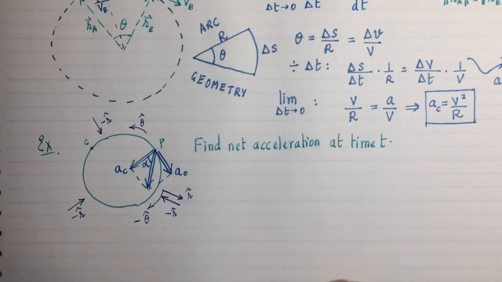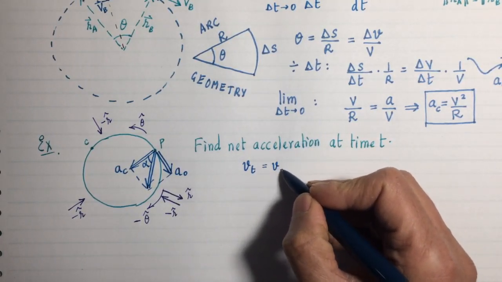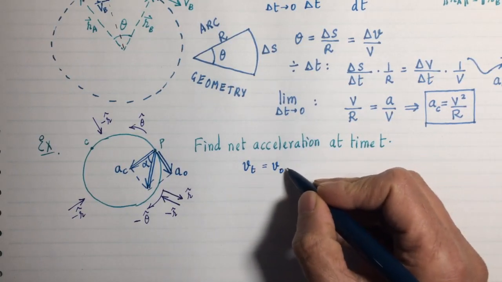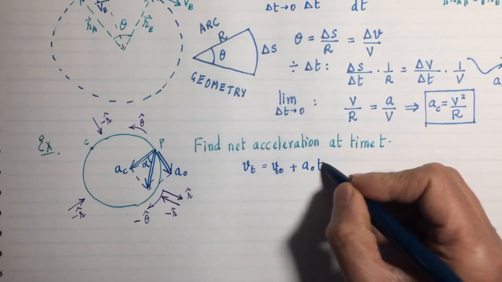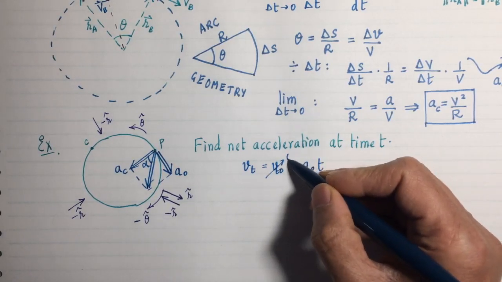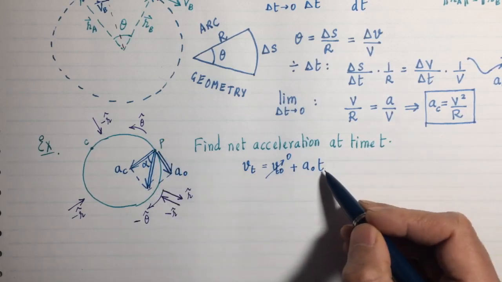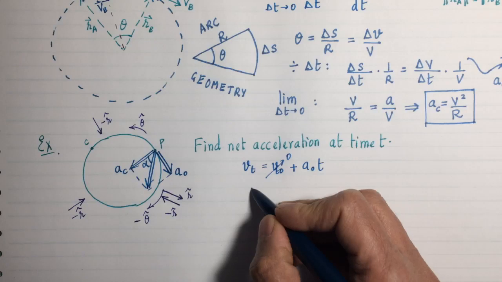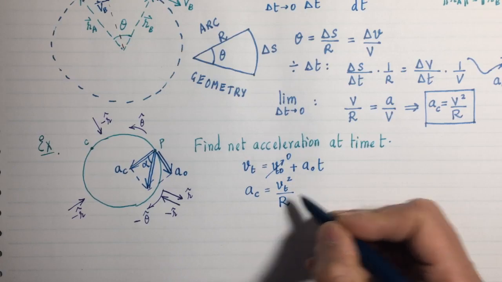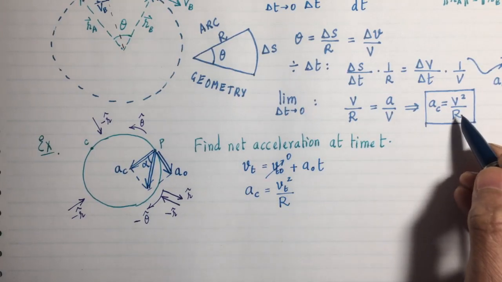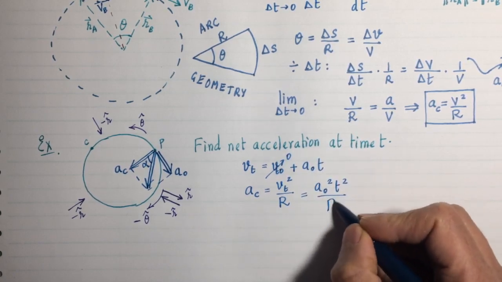Let's focus on solving this problem. The tangential velocity from the first kinematical equation is the tangential velocity at time 0 plus a naught, which is the acceleration of the car, times t. I said the car starts from rest at point C, so that's 0. This tells me the speed at point P is actually a naught times t. The centripetal acceleration, therefore, is that speed at point P squared divided by the radius, using that formula. So I'm going to get a naught squared t squared divided by r.